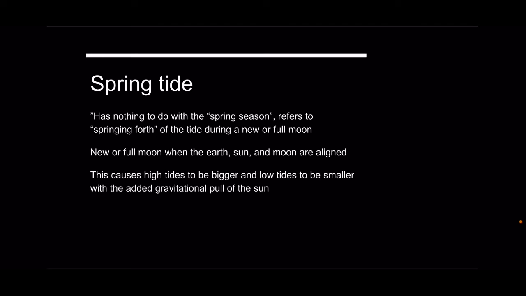A new or full moon is when the earth, sun, and the moon are aligned or generally aligned, and this causes the high tide to be much bigger and the low tide to be much smaller because of the added gravity from the sun.